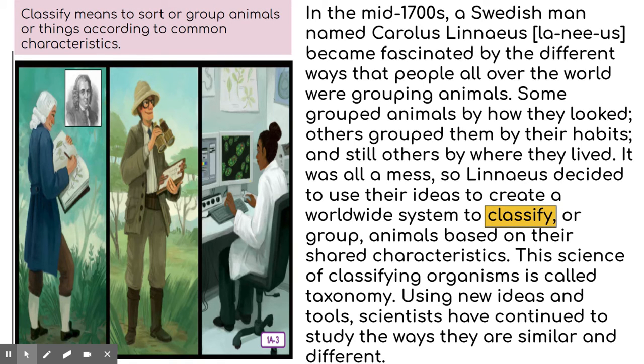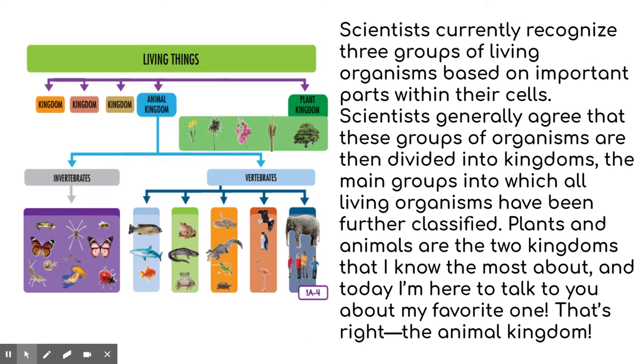Classify, this word that's highlighted here, means to sort or group things according to common characteristics. And in this case, we are sorting or grouping animals. Scientists currently recognize three groups of living organisms based on important parts within their cells. Scientists generally agree that these three groups of organisms are then divided into kingdoms, the main groups into which all living organisms have been further classified.